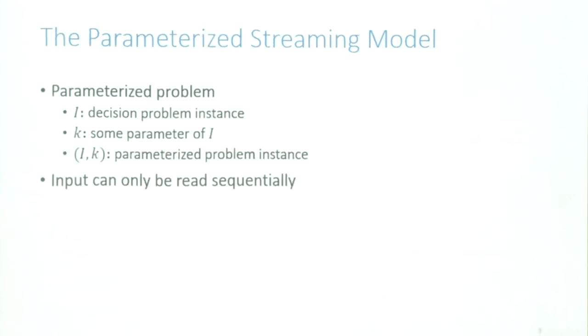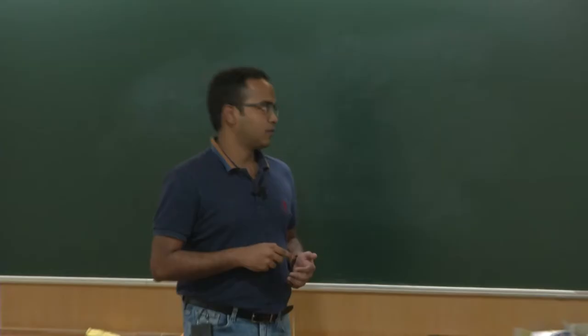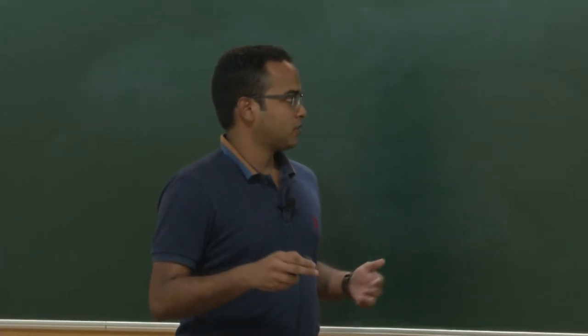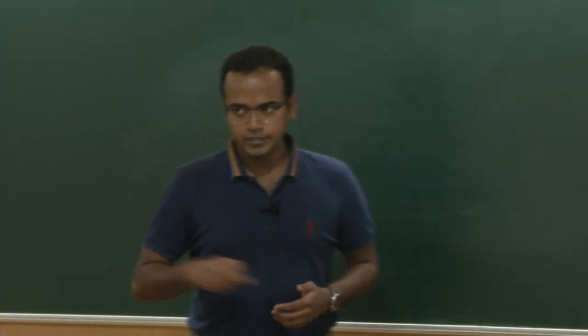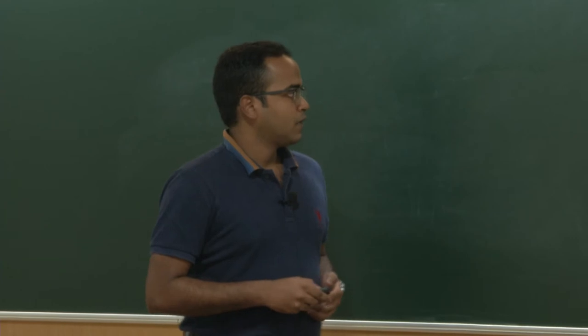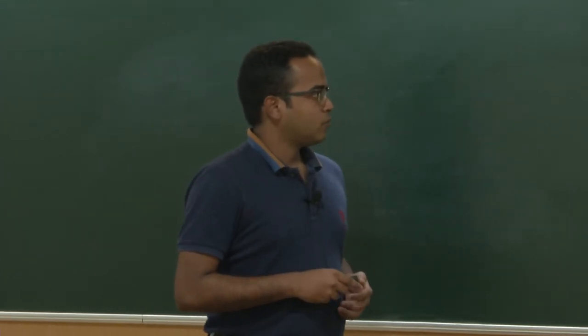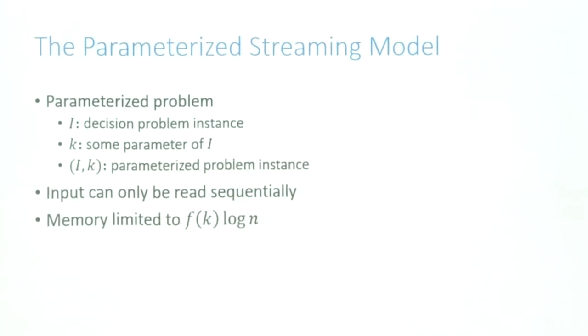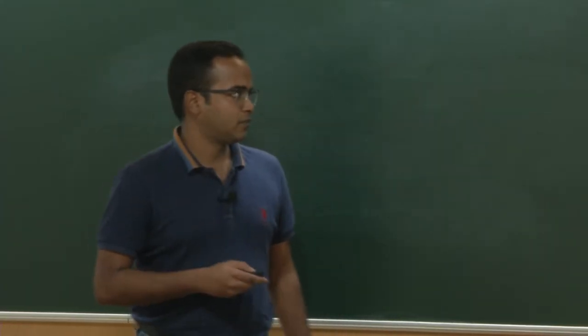First of all, in the standard streaming model, the input can only be read sequentially, and you may make multiple passes over the input, but you always have to read the input in the same sequence. And the memory that your algorithm can use is logarithmic in the size of the input. This is the standard streaming model.